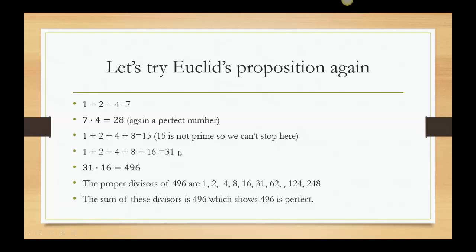All right, so once I get this 31, I look at the number right before it, 16, and I want to multiply. So I do 31 times 16, I got 496. We haven't talked about 496 before, so it's really worth stopping to look at it. I'm listing here all of the proper divisors of 496. So I have 1, 2, 4, 8, 16, 31, 62, 124, and 248. When you add them up, we do get a perfect number. We get 496. So this is us just using Euclid's proposition, and it shows that this is a way to generate perfect numbers.